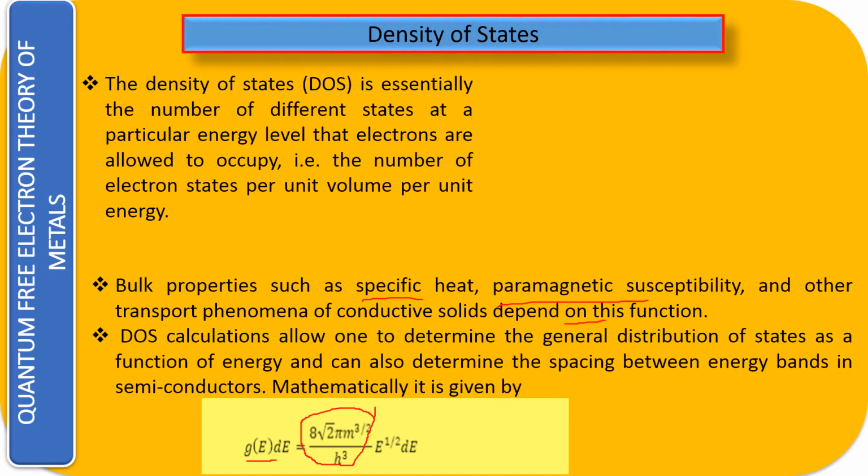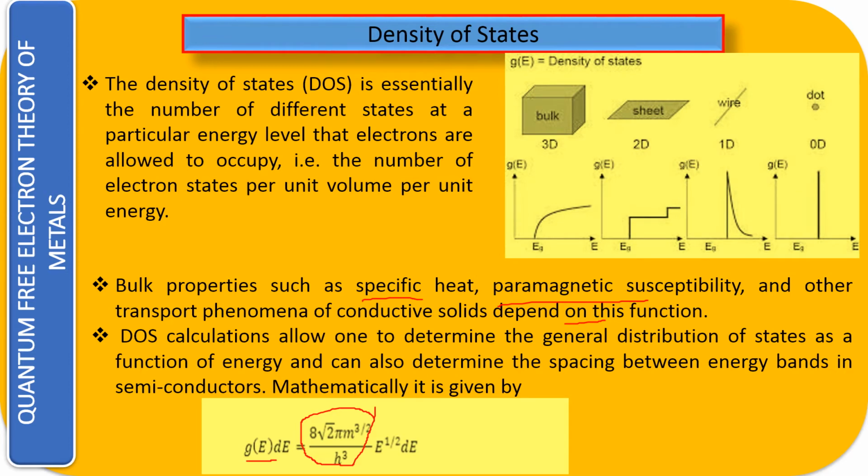Right. Now the solid can be taken in different forms. So what are the different forms that we can take? We can take the bulk material that we have not given any shape. So just we have taken any bulk material, and this we are calling the 3D. And this formula that I have taken, E to the power 1 by 2 dE, is for bulk material.